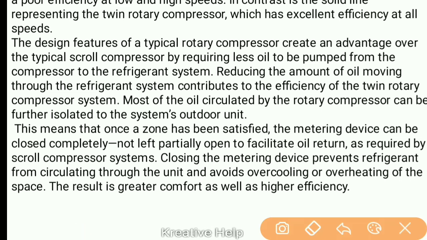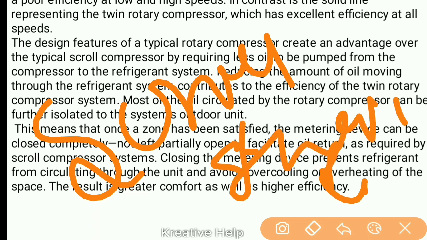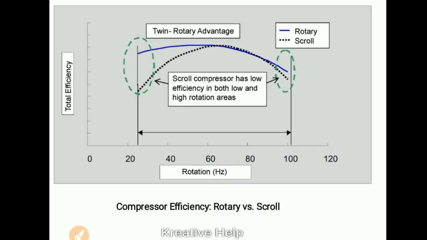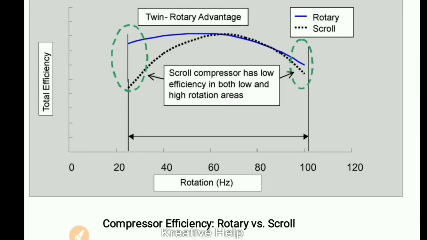So basically, the scroll compressor is less efficient, and the twin rotary compressor is good in contrast to the scroll. Here you can go and watch the slides, and the zones and the metric device can be closed completely, whatever the facility requirement in the scroll compressor. All these things are explained here, and you can see the advantages of the rotary and scroll compressors in this graph.